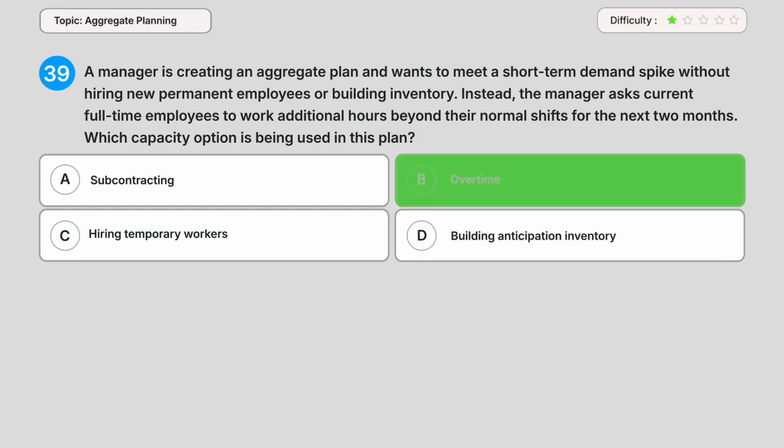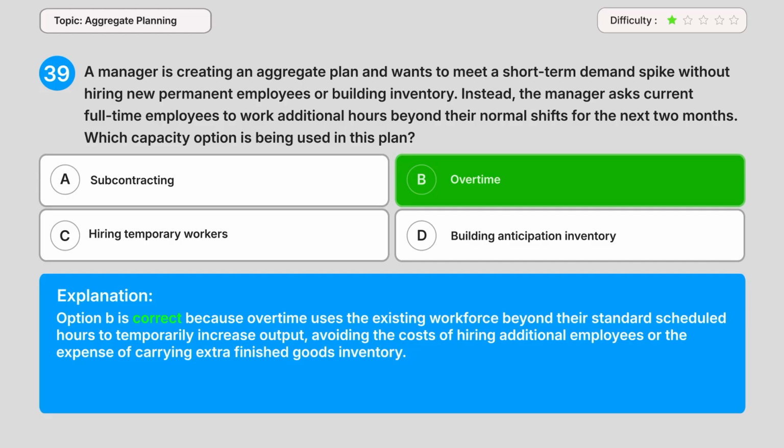Correct answer, B. Overtime. Explanation. Option B is correct because overtime uses the existing workforce beyond their standard scheduled hours to temporarily increase output, avoiding the costs of hiring additional employees or the expense of carrying extra finished goods inventory.